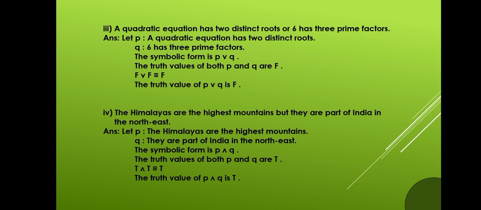The Himalayas are the highest mountains but they are part of India in the northeast. Let P be, the Himalayas are the highest mountains. Q be, they are part of India in the northeast. The symbolic form is P and Q. The truth values of both P and Q are T. T and T is equivalent to T. Thus, the truth value of P and Q is T.